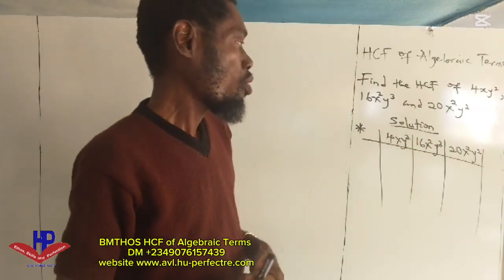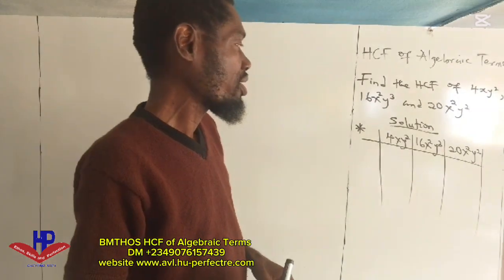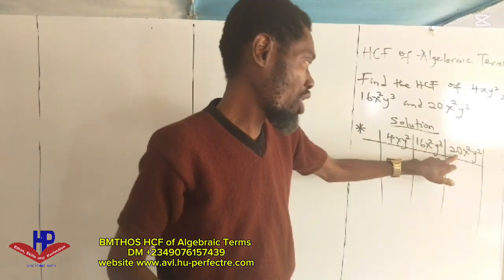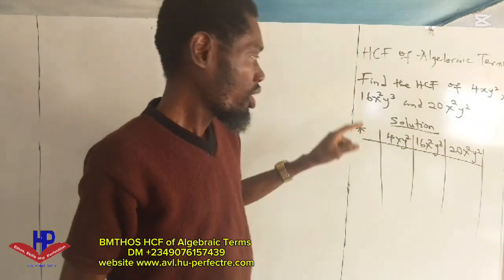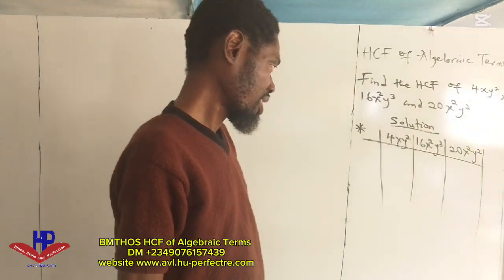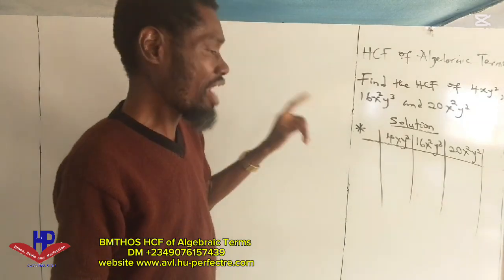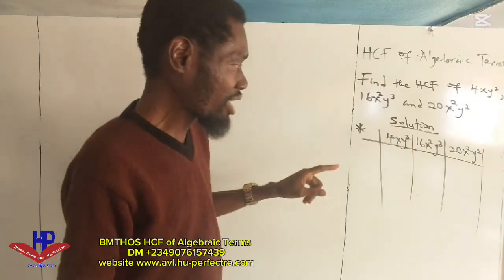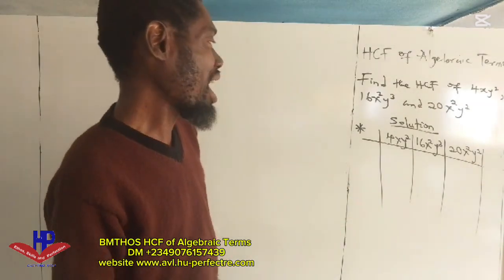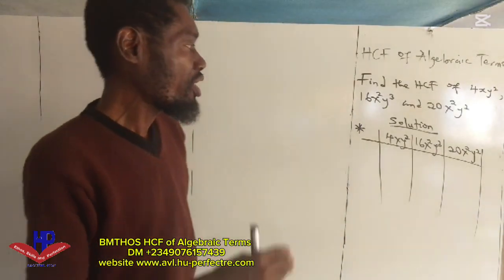So you decide which one to start with. Let's start with the number part. Let's cancel out the numbers, leaving the letters for later. We have 4, 16, and 20. What can divide 4, 16, and 20 at the same time? We are dealing with HCF right now. Remember I said that the factor must divide all the numbers at the same time. So what can divide 4, 16, and 20?